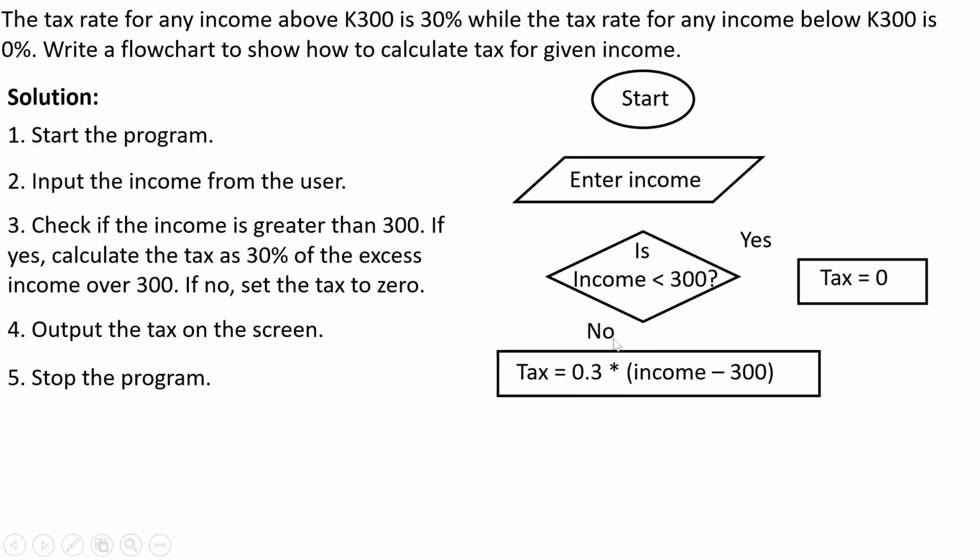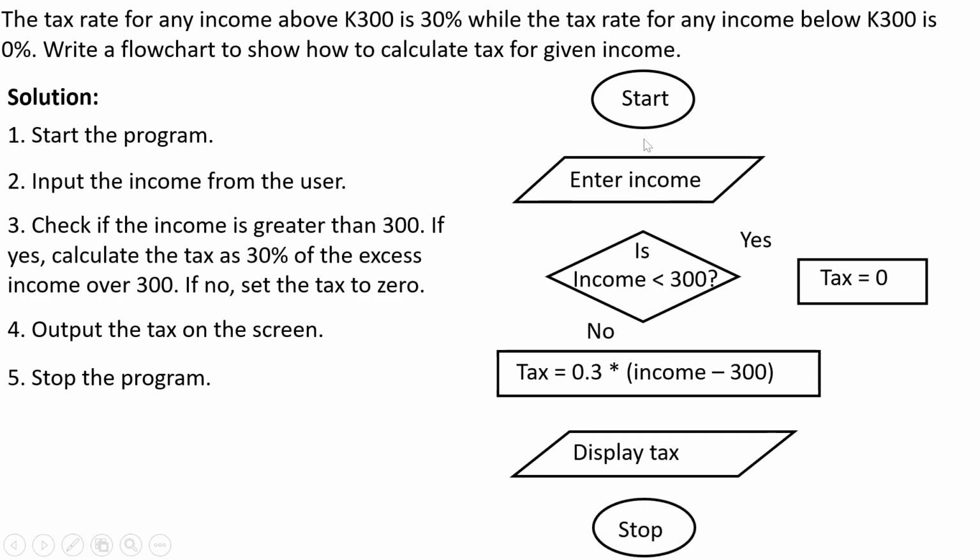So if no, tax on that person is calculated using this formula here. Then what else happens? Output the tax on the screen. So the tax will now be displayed on the screen. Display tax. Then what follows? Stop. So now we draw the arrows. There'll be an arrow which goes there, an arrow which comes here. Since this also needs to be displayed on a screen, this one should be connected here so that it is also displayed on the screen. Okay, so this is a program for this question.